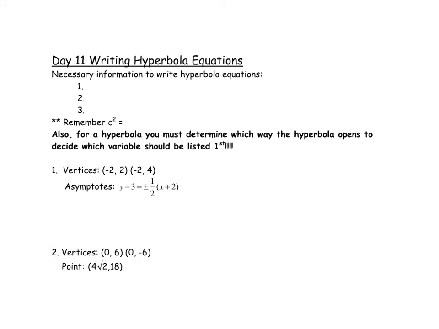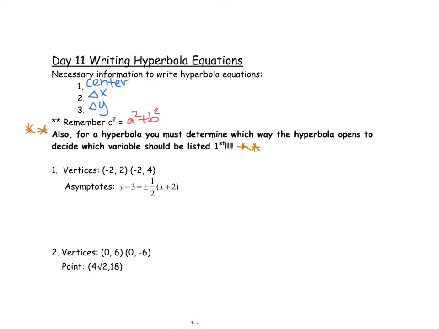Just like in ellipses, there's three basic things that we need to write a hyperbola equation. We need the center, and we need delta x and delta y. Remember in a hyperbola that c squared is a squared plus b squared. And the big thing for a hyperbola that's different than an ellipse is that we have to decide which way the hyperbola opens to determine which variable should be listed first. We can't start the equation until we know that information.